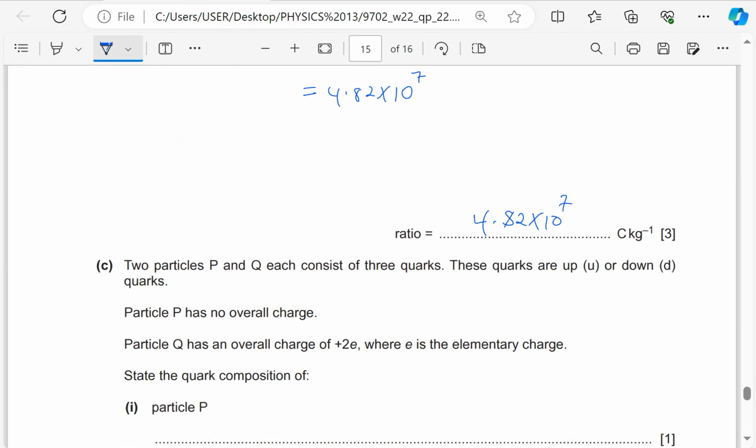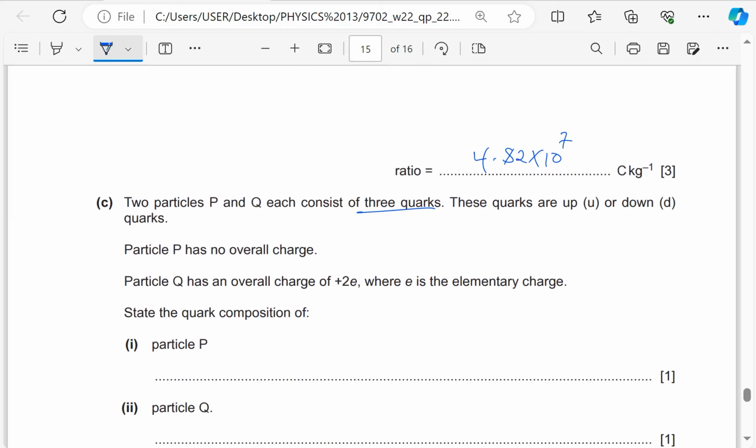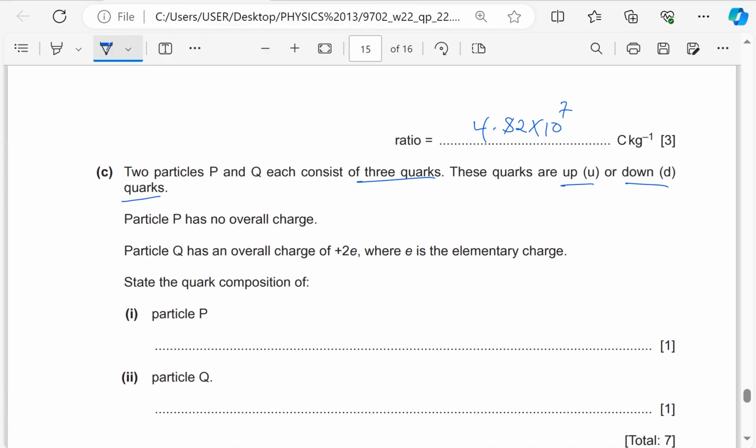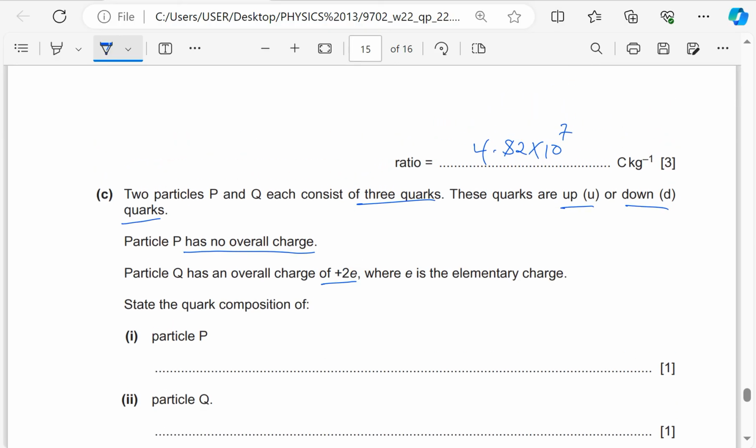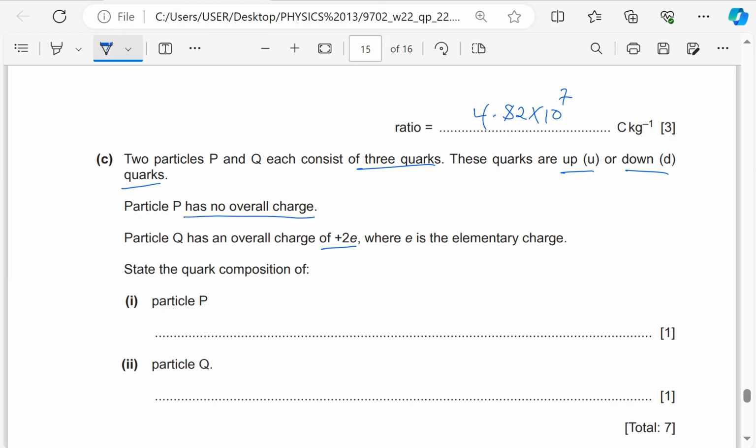Two particles P and Q consist of 3 quarks. Those are baryons. These quarks are up, down quarks. Particle P has no overall charge. Particle Q has an overall charge of positive 2e, where e is the elementary charge. State the quark composition of particle P. So particle P has up or down quarks. So particle P has a total charge of 0.